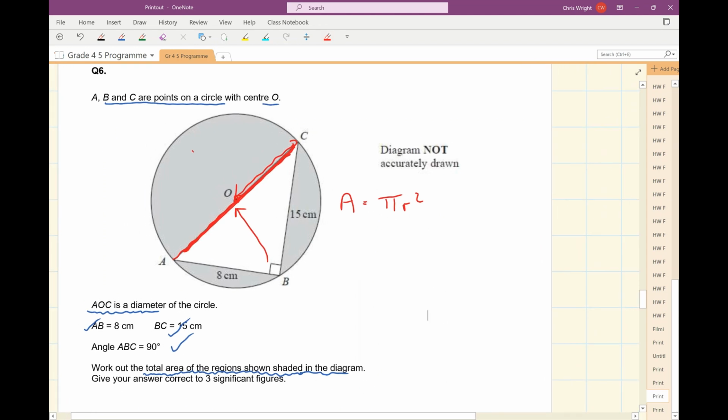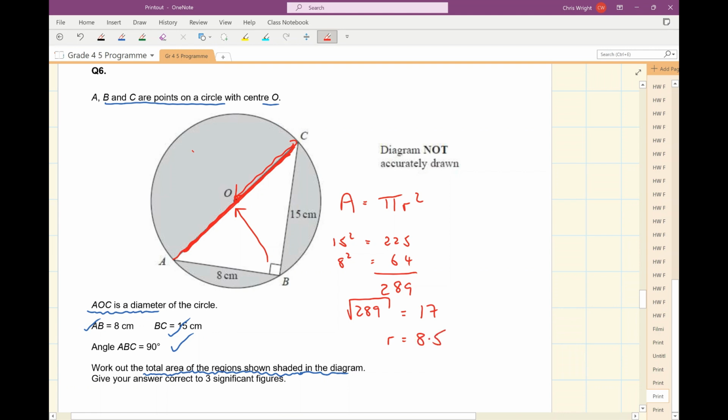So I'm going to work out the length of the hypotenuse, 15 squared, 8 squared. Now, is this an add or a subtract? It's an add, isn't it? Because I'm working out the length of the longest side, the length of the hypotenuse. So 225 plus 64, that gives me 289. So the length of the diameter, the length from A to C, is the square root of 289. Well, that's 17. So the radius is half of that, isn't it? So the radius is going to be half of 17, 8.5.